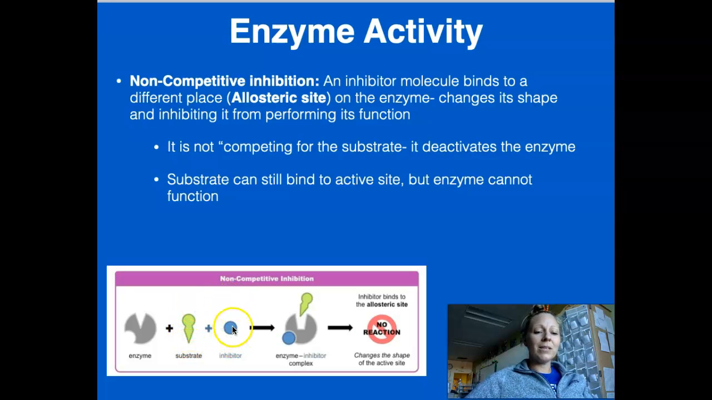But this time we have an inhibitor that's going to attach not in the active site. It's going to attach to the non-active site, and it's going to change. So it's going to attach allosterically. Allosteric means that it's not in the active site. So it's going to attach somewhere outside of the active site, and it's going to change the conformation or the shape of the enzyme so that the substrate cannot fit. And since the substrate cannot fit, no reaction is going to occur.